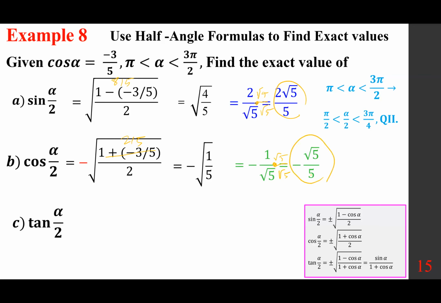And again, for tangent class, I'm going to use sine over cosine. That's the fastest and easiest way. And so 2 square root of 5 over 5 over negative square root of 5 over 5. This is the main fraction bar. And as you can see, both denominators can be dropped. So we have a 2 square root of 5 over minus square root of 5. The answer is negative 2.